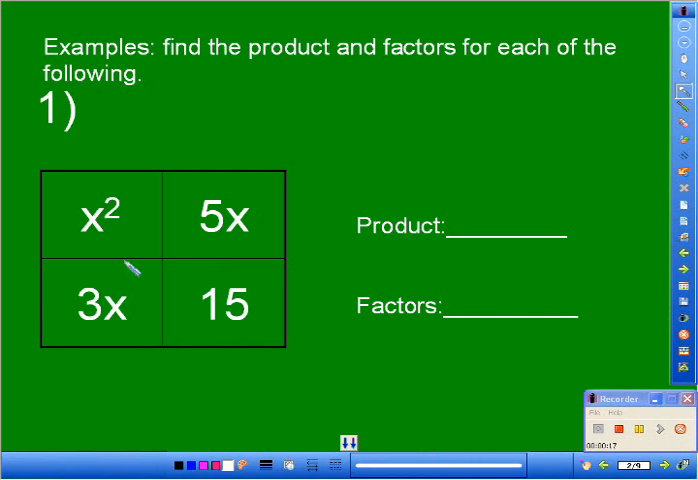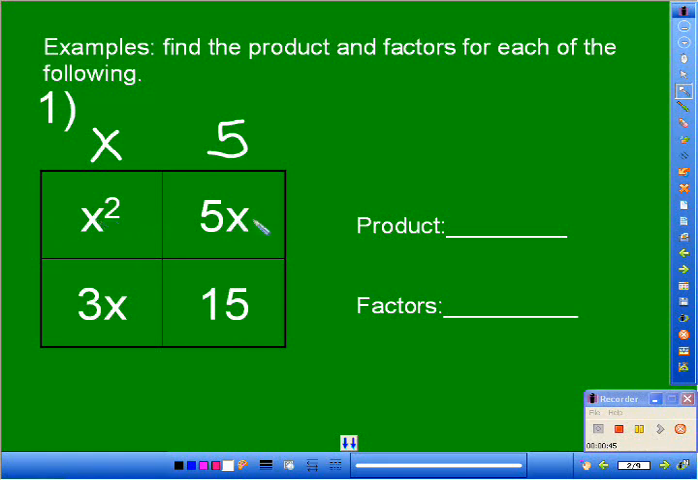To do that, look down the column, and we're going to look for the greatest common factor for the x squared term and the 3x term. From our previous unit of study, we know that the greatest common factor would be x. Looking down the column again, I see the greatest common factor of 5x and 15. Both can be divided by 5, and so the greatest common factor is 5.